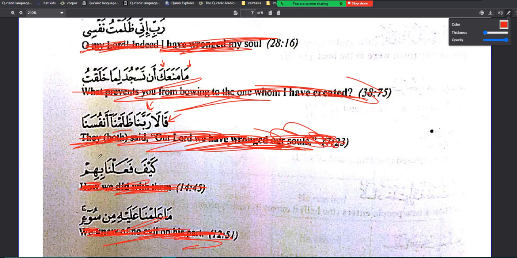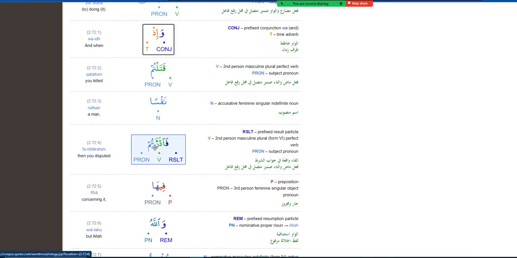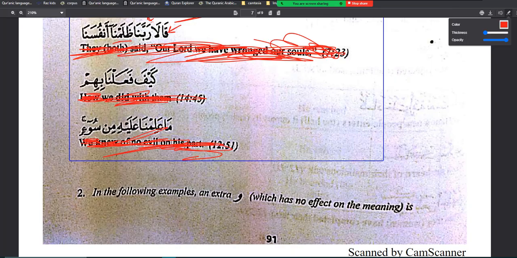Bi is the harful jar, him, with them. Alimna alayhi min su'in, and ma is, we knew of no evil. Just alimna, you just have to remember. So I think I will continue the rest of the chapter in the next class because I don't want to overwhelm you.